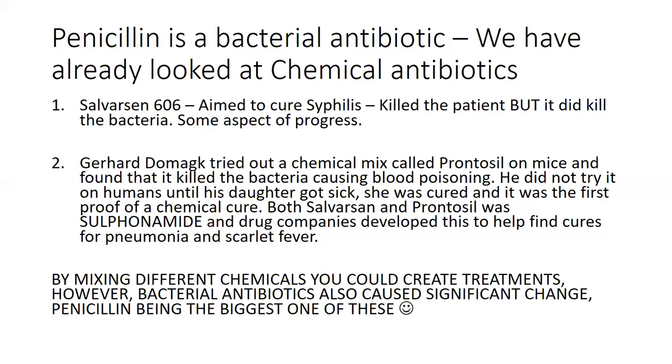Both Salvarsan and Prontosil were based on something known as sulfonamide, and drug companies developed this to find cures for other diseases. So it helped develop cures for multiple illnesses, including pneumonia and scarlet fever. So chemical antibiotics are a very key step forward in the form of treatment. But bacterial antibiotics also caused significant change, penicillin being the biggest one of these.